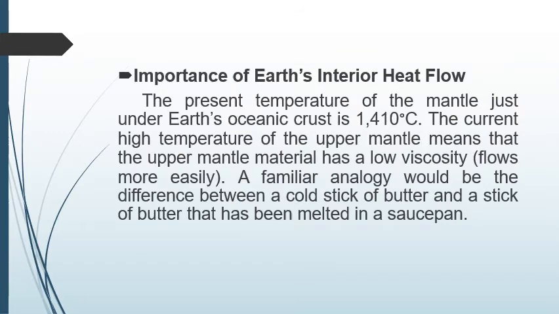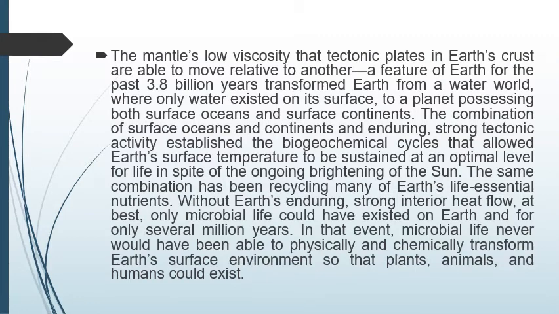Importance of Earth's interior heat flow. The present temperature of the mantle just under its oceanic crust is 1,410 degrees Celsius. The current high temperature of the upper mantle means that the upper mantle material has a low viscosity and flows more easily. A familiar analogy would be the difference between a cold stick of butter and a stick of butter that has been melted in a saucepan. Because of the mantle's low viscosity, the tectonic plates in Earth's crust are able to move relative to one another.